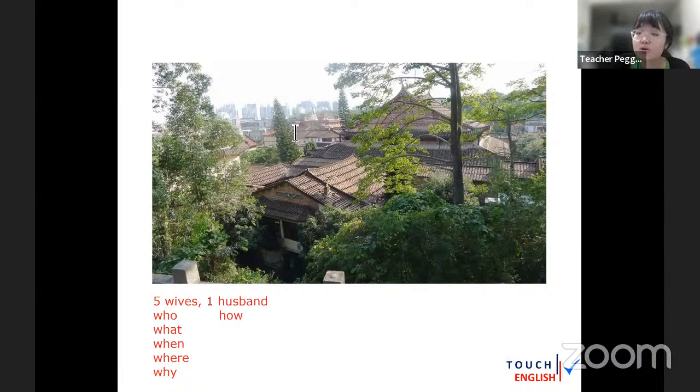So where is it? This is Quanzhou. We know that this is a part of Quanzhou. Okay, and I think this is a housing area because I see a lot of houses here. Okay, and I believe it's near to a city because I can see a lot of modern buildings. Okay, so you see that when you ask yourself these who, what, when, where, why, you can tell a lot actually in the picture.